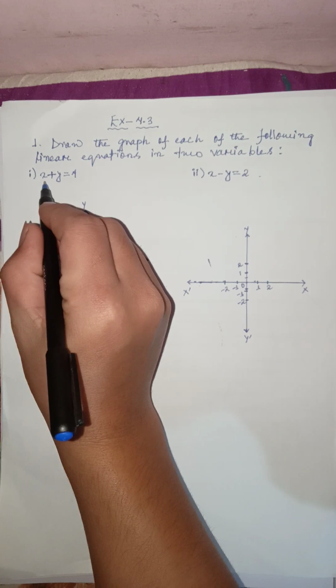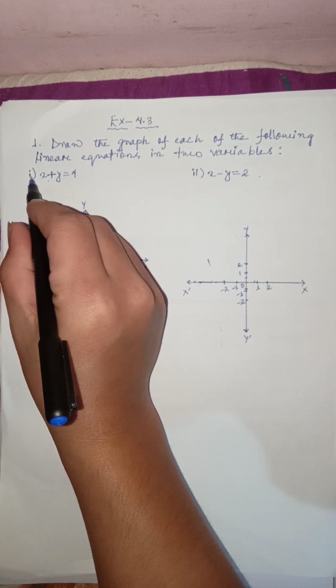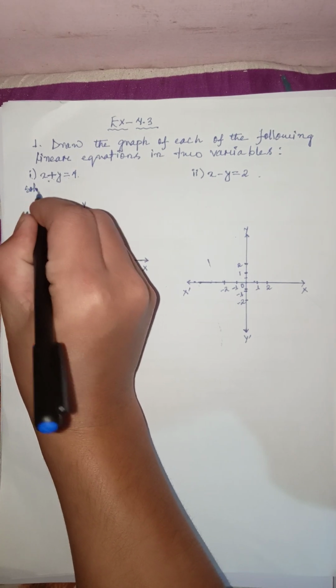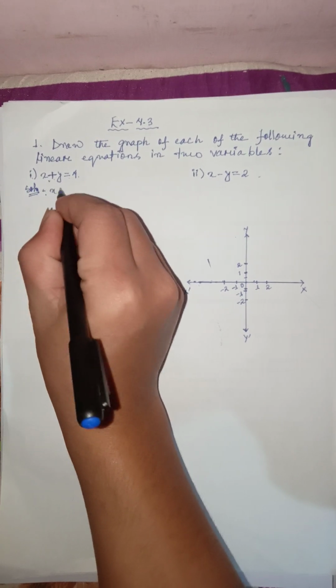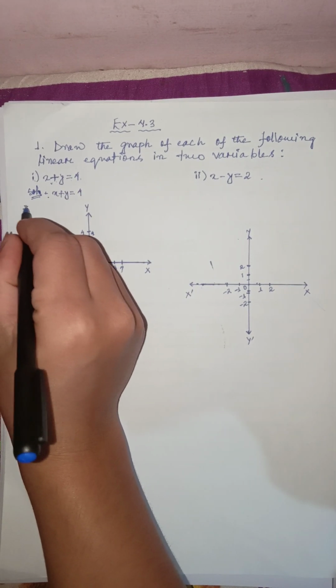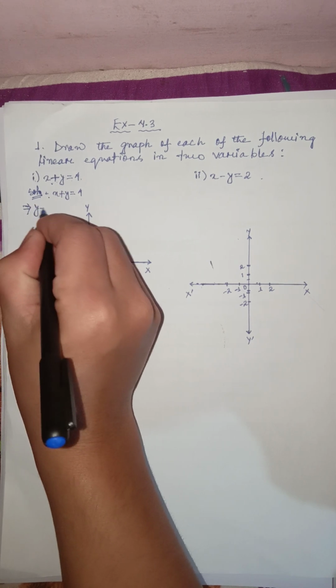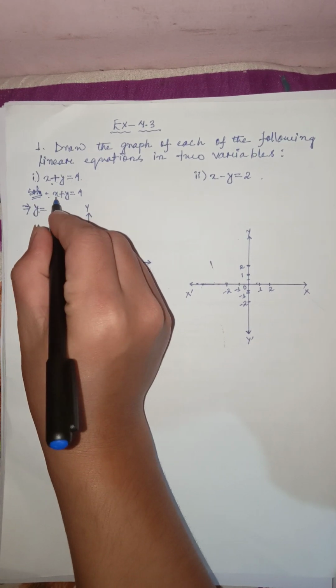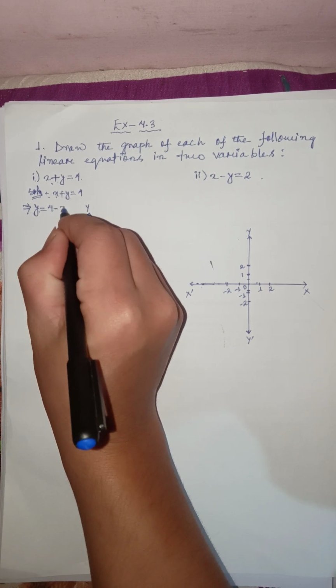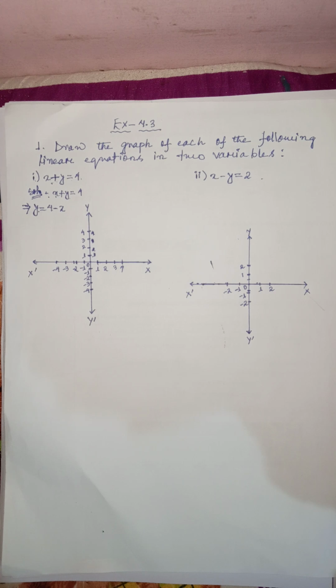Now let me start with this. Here we have x plus y equal to 4. Let us change it a little bit so that it will be easy for you. Just keep y as it is and shift this x to the other side, then it will become 4 minus x. Now what do we need to do in order to get the values of each y?